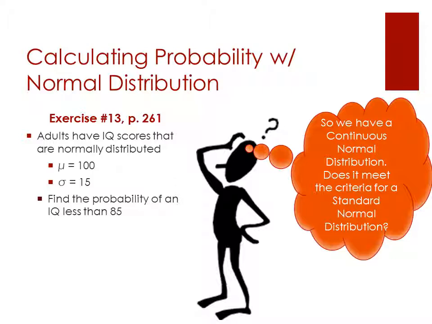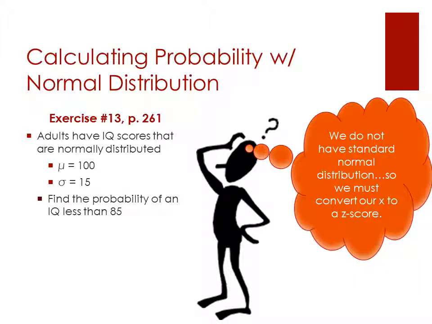The next question is, does it meet the criteria for a standard normal distribution? Of course, we would prefer if it does. That makes it a lot easier to work with. So let's look at that, and it does not. Remember, our standard normal distribution has to have a mu of 0 and a standard deviation of 1, and that is not what we have here. This means we have to work with it as a normal distribution. So what we have to do here is convert our x to a z-score.